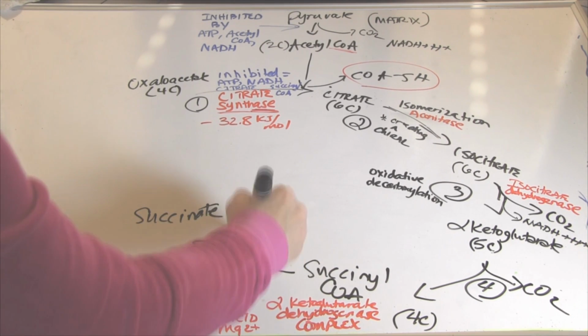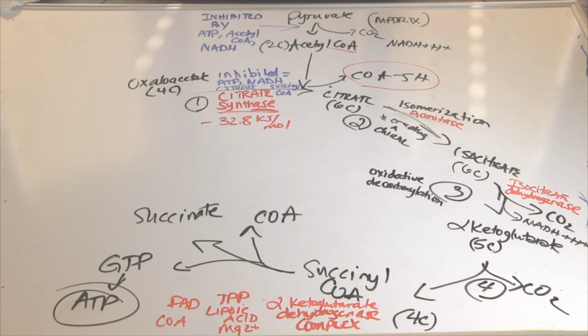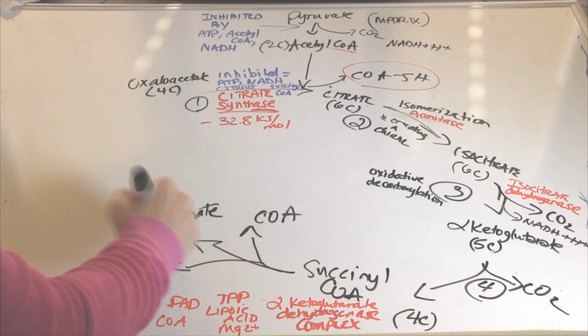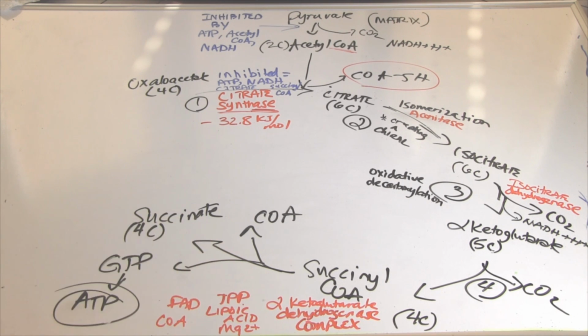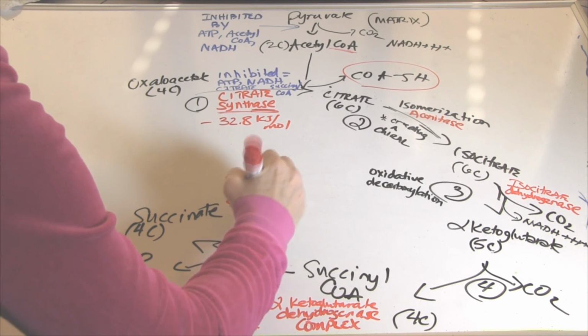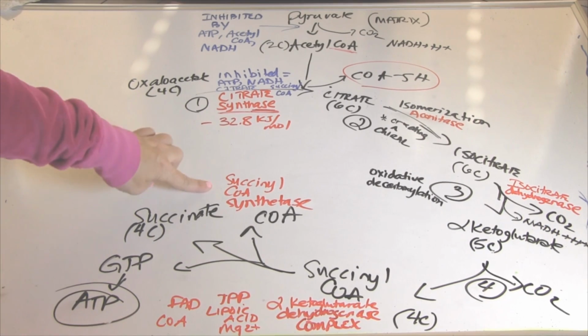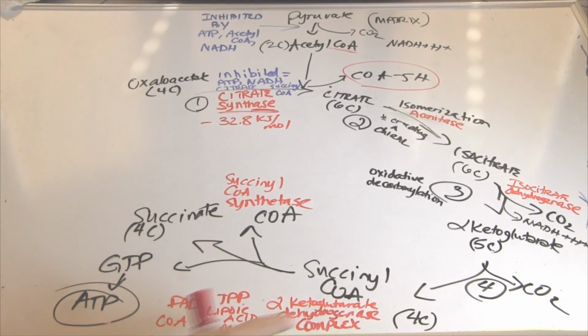Succinyl-CoA to succinate, we're going to lose a coenzyme A. We're going to create a GTP, which we can convert with another enzyme very easily to ATP. So that's why we can say for each turn of the cycle we're getting an ATP. This enzyme is called succinyl-CoA synthetase, and this one is named, the rest of them are kind of intuitive except for aconitase.